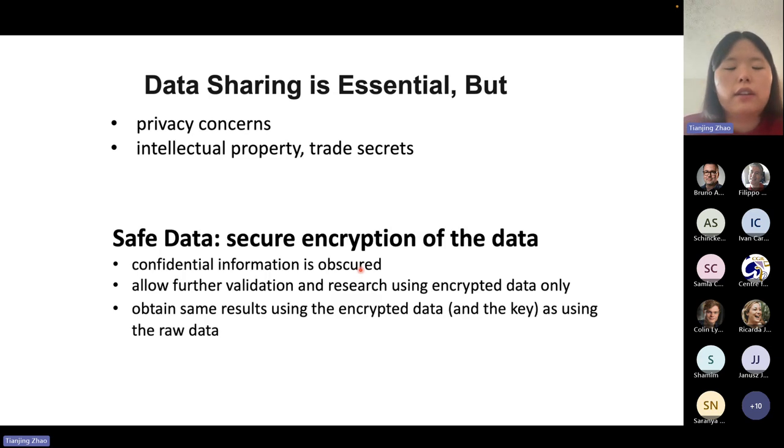But we know that data sharing is important, but due to many concerns, the privacy, the policy, the IP concerns, it's very hard to share the data.